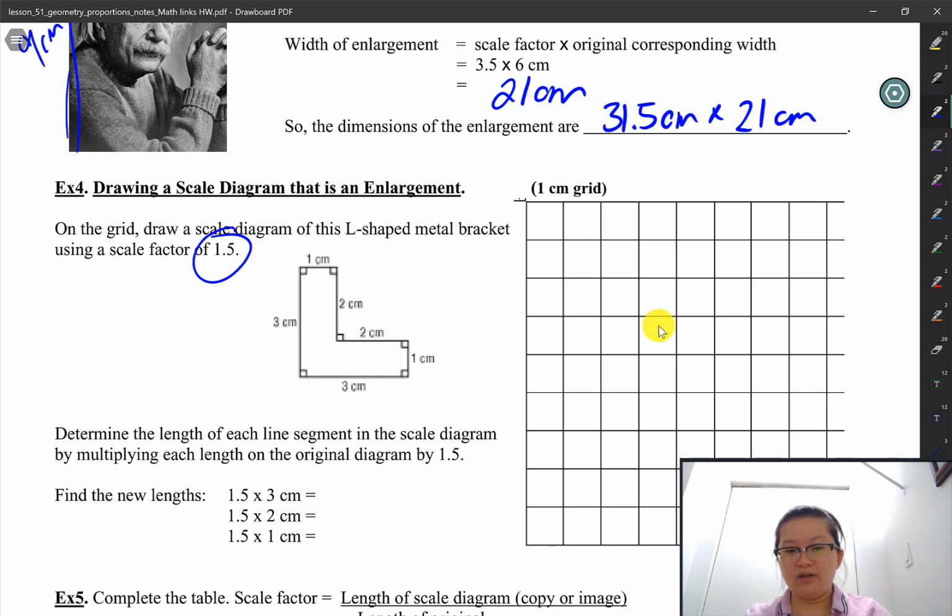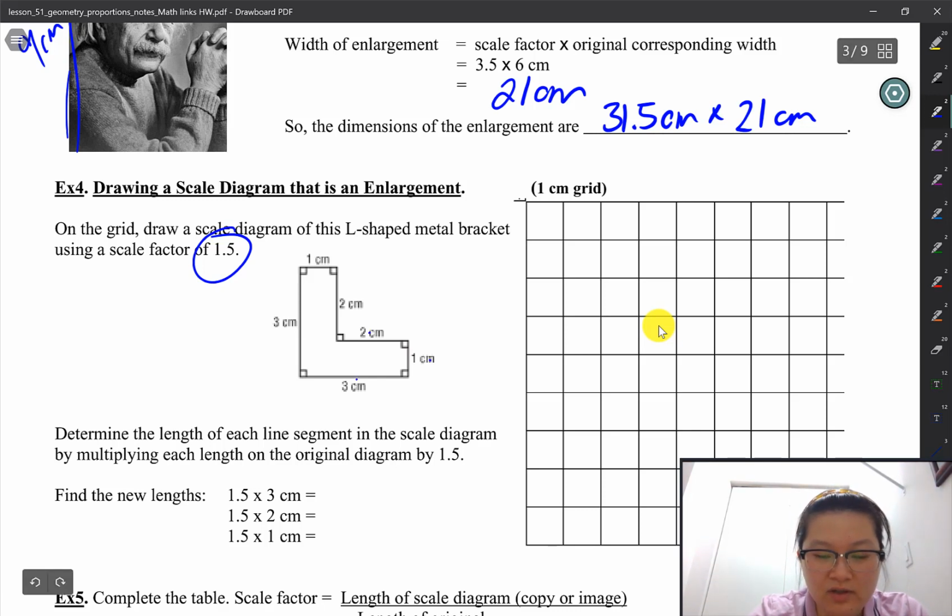Okay, so I will do this one together with us. On the bottom here, there's a guiding set of numbers, because notice in our diagram, we have numbers that range from 1 centimeter, 2 centimeters to 3 centimeters. If we multiply them by 1.5, so for example, 3 times 1.5, we're going to get 4.5 centimeters. 2 times 1.5 is going to give us 3 centimeters. 1 times 1.5 is going to give us 1.5 centimeters.